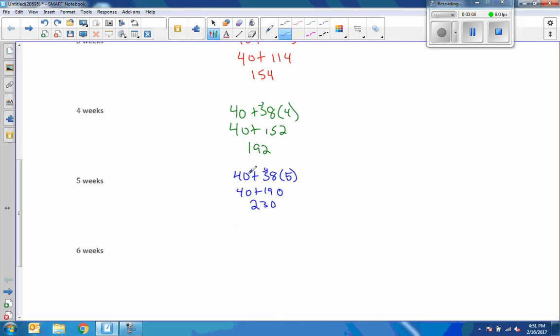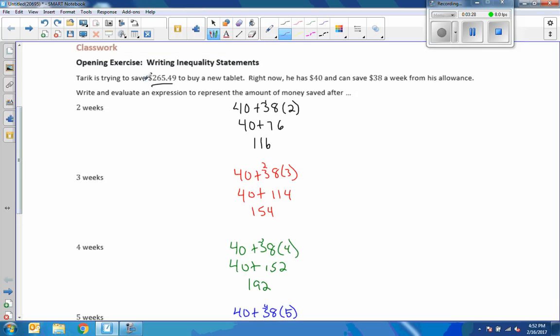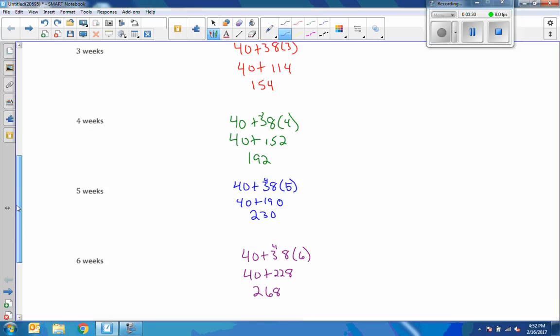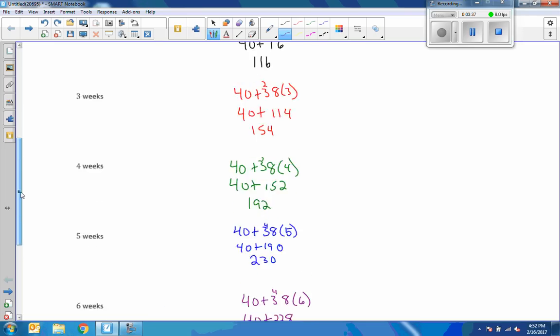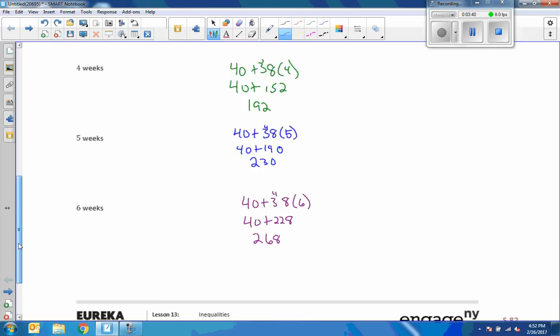And finally, we take 40 plus 38 times 6, which is 40 plus 6 times 8 is 48. 6 times 3 is 18, plus 4 is 22. 40 plus 228 is 268. So if we look back up here, 268 is more than 265, so we'd still have a couple dollars left, some change left, and it took 6 weeks to save up for, what was it he was saving for? A tablet.